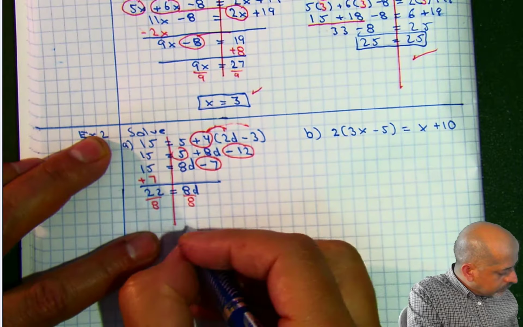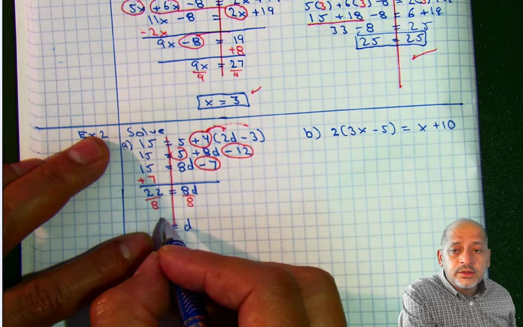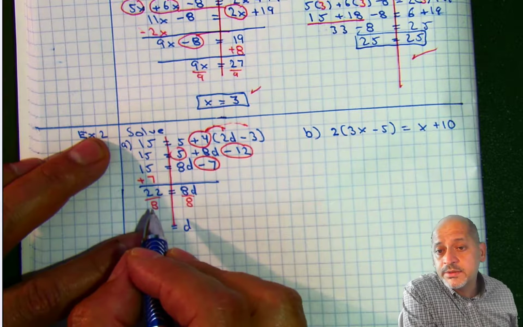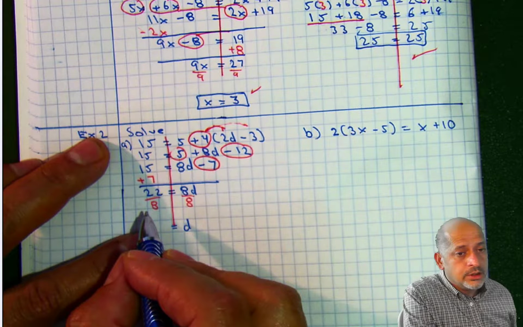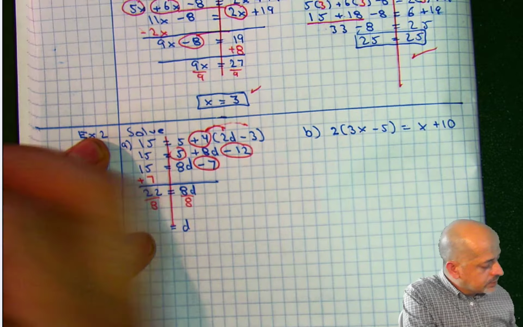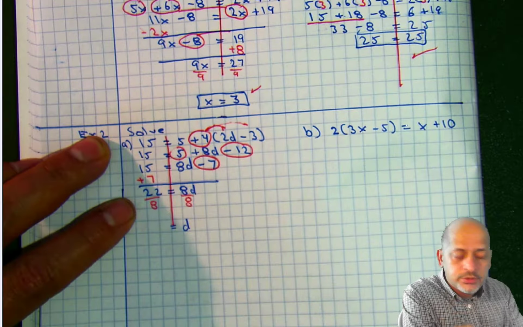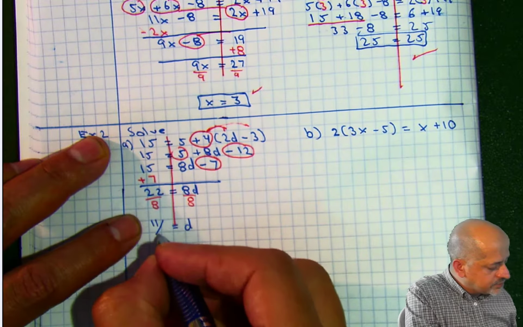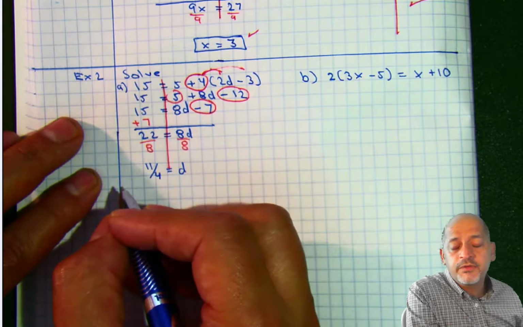So therefore d equals, what's 22 divided by 8? 8 doesn't go into 22 evenly, right? If it was 24, it would be 3 times, but if it's 22, no. So let's reduce the fraction first before we change it to a mixed fraction. What number divides 8 and 22? We can divide by 2. Divide by 2 gives me 11. Divide by 2 gives me 4. And that is a mixed fraction. Oh, sorry, an improper fraction.